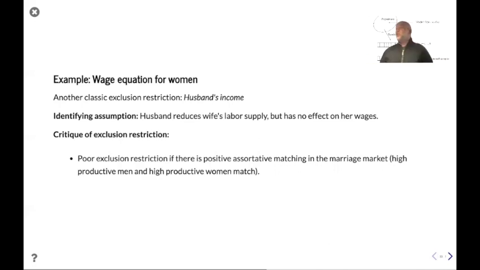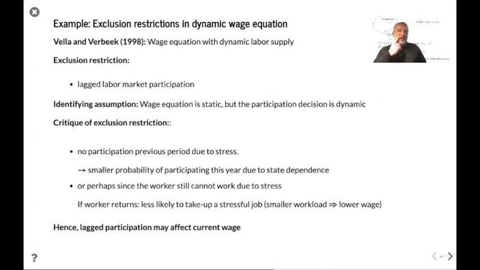And so when you start to use the husband's income as an instrument that's supposed to not be correlated with how much the woman is earning, well, then you are violating your exclusion restriction, because that husband's income is actually correlated with the female's productivity, and then you've got a violation. So that's another example. And here's a final example from a dynamic wage equation.